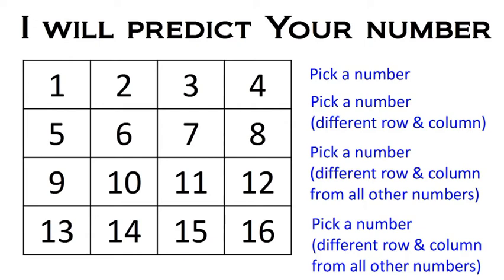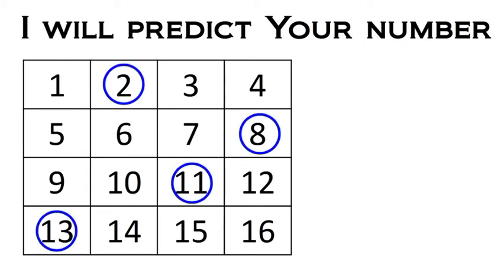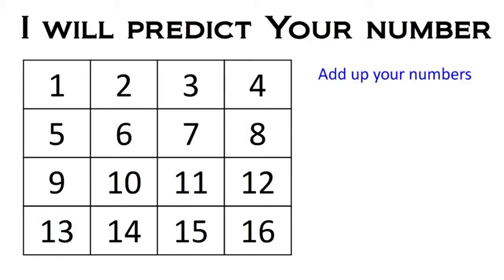Now you picked four numbers according to the different rows and different columns. Your numbers might have ended up looking something like this. Add up your numbers. Here we have 2 plus 13 plus 11 plus 8. Sum of these numbers is 34. So whenever you are adding these 4 numbers, you need to get the answer as 34.